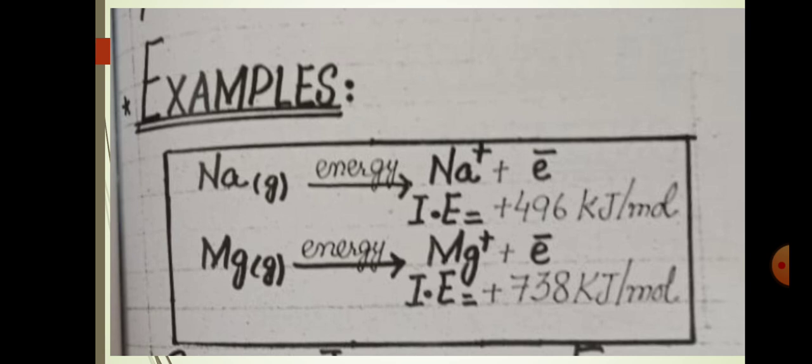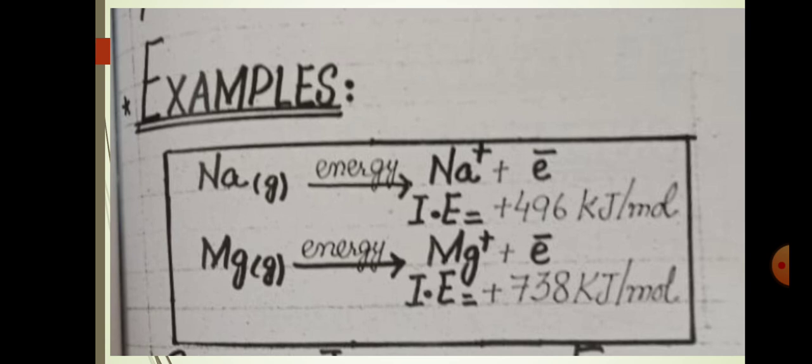We have specific examples like sodium and magnesium. In the case of sodium, sodium belongs to group number 1. It means that its outermost shell consists of one electron. So when that valence electron is removed, for that purpose we require energy.